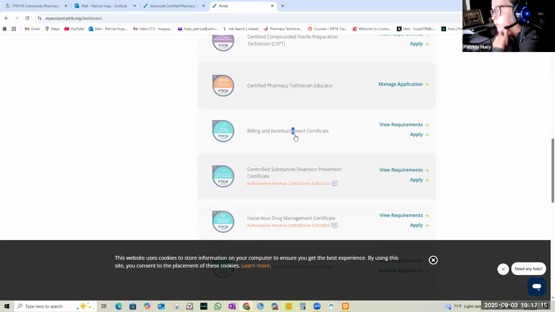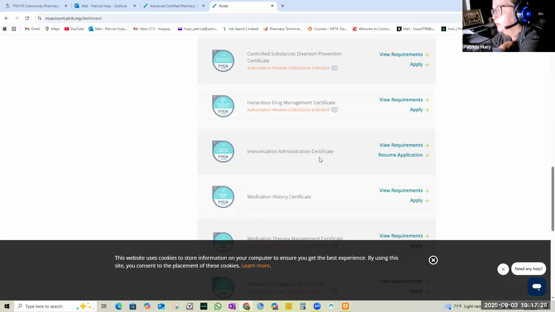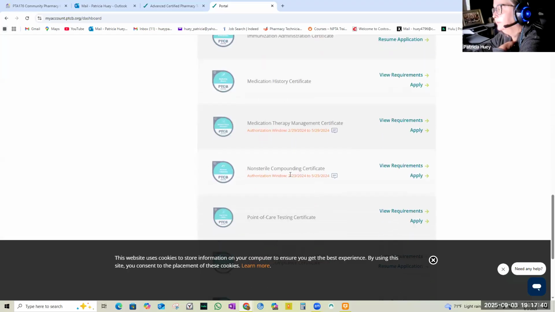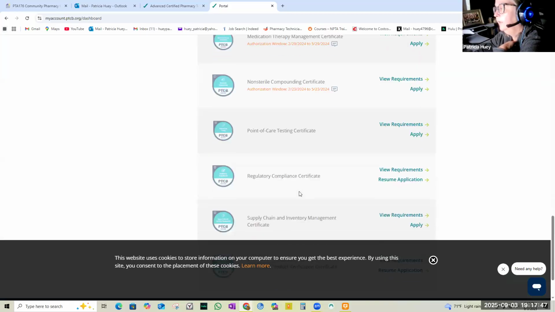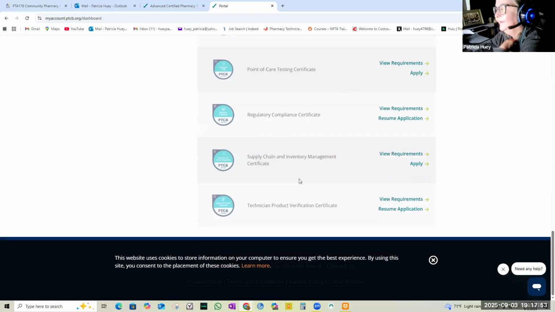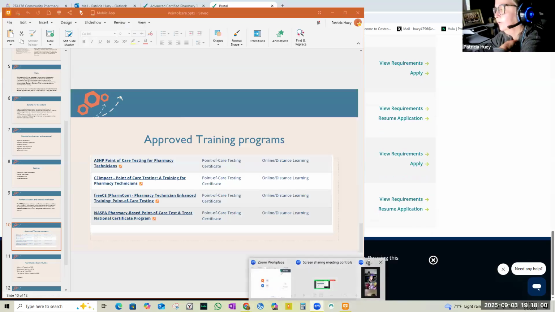But here's the billing and reimbursement certificate. It's controlled substances diversion, hazardous drug management certificate, immunization administration certificate, medication history certificate, medication therapy management certificate, a non-sterile compounding one, and here is the point of care testing one, and then regulatory compliance. So there are many to choose from: supply chain and inventory management and technician product verification. So there are many different certificates that you can choose from.